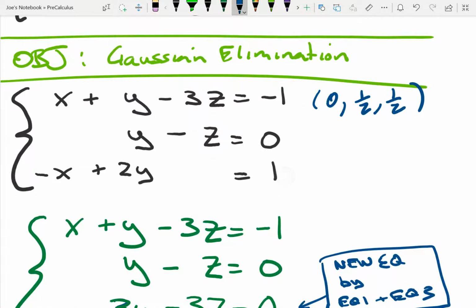So let's check that. So X is 0. So 0 plus 1/2 minus 3/2 should equal negative 1. It does. Yes, it does. That's crazy.